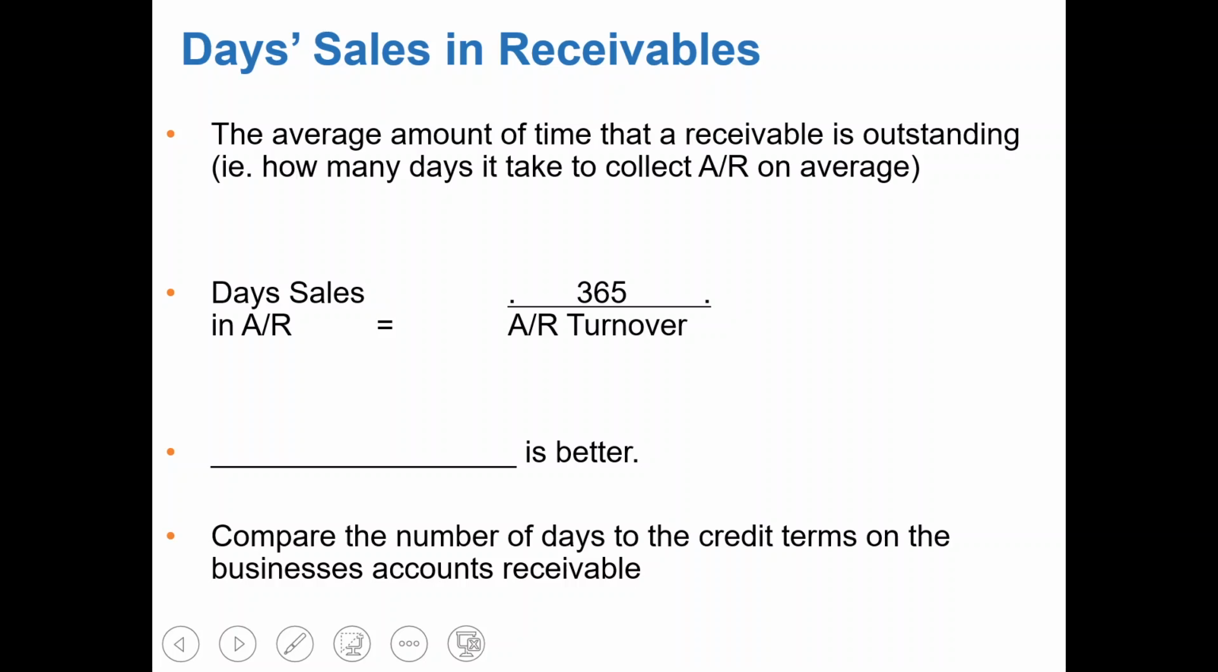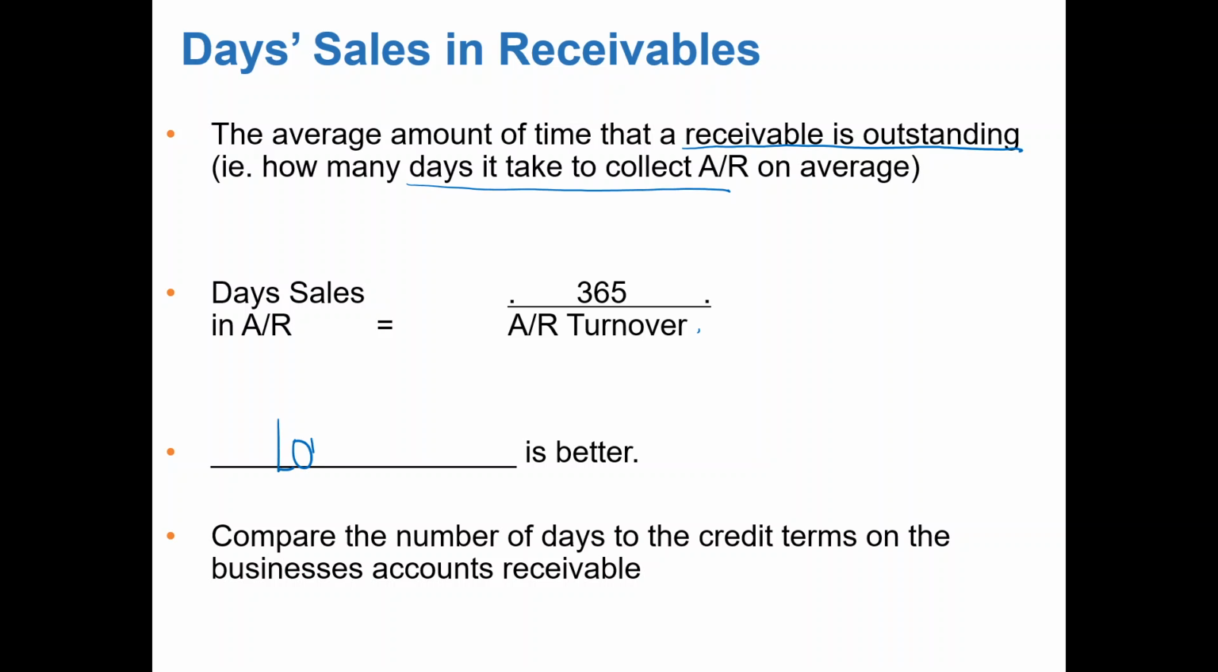And we have that same type of ratio when it comes to receivables. So we can look at the days sales in receivables, which is what this ratio is called. It's the average amount of time that a receivable is outstanding, which in easier terms is how many days on average does it take us to collect the AR. So we can calculate this if we've already done the AR turnover that we learned here. We just take 365 days divided by that turnover, and that would give us the number of days sales in AR. Now, what do you think for this one? Higher or lower is better?